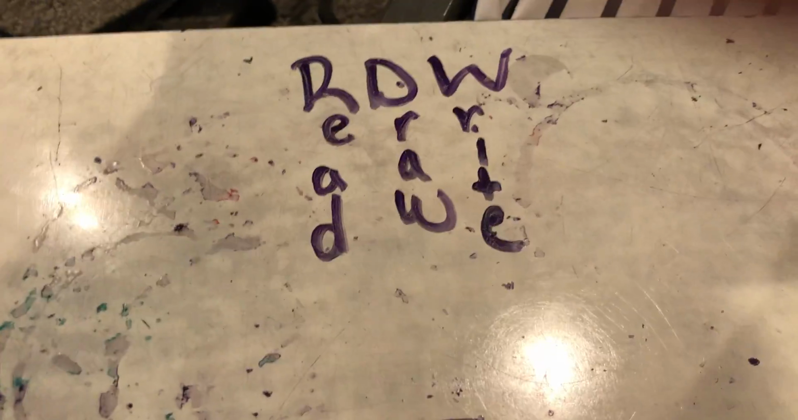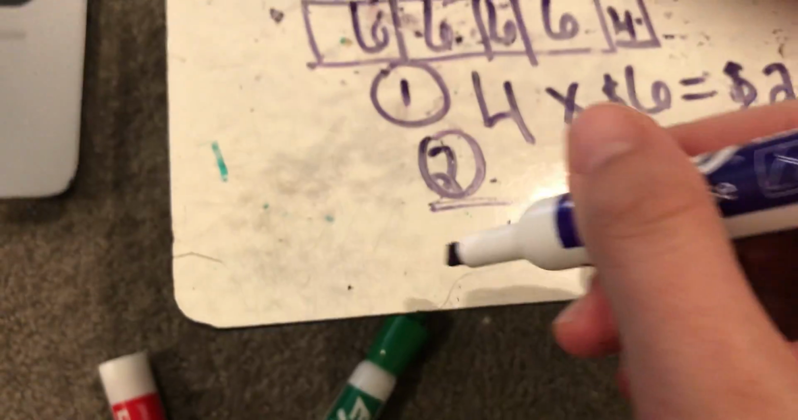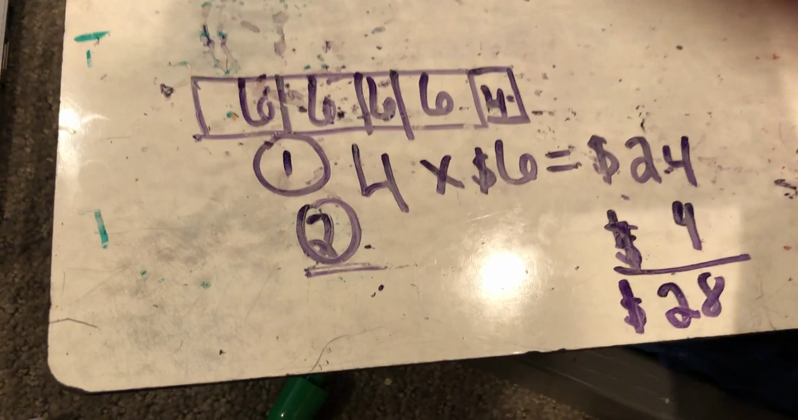Okay, so we drew a picture. Now you need to write the answer. So you'll say Jason earned $28 at the end of 5 weeks. Okay, I'm going to erase. We're going to do one more.